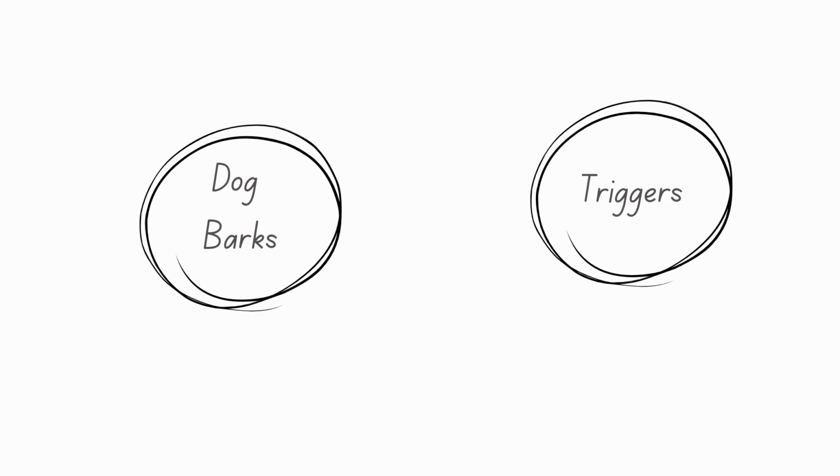Oh, here's where it gets interesting. Draw an arrow from triggers to dog barks and put a plus sign next to it. That plus sign means they move in the same direction. More triggers, more barking. Simple enough, right? But we're not done. Because when a dog barks, something happens inside their body. Their stress level goes up.